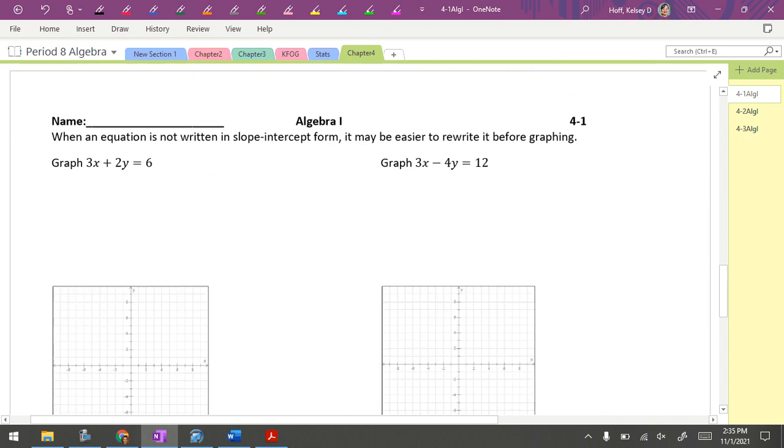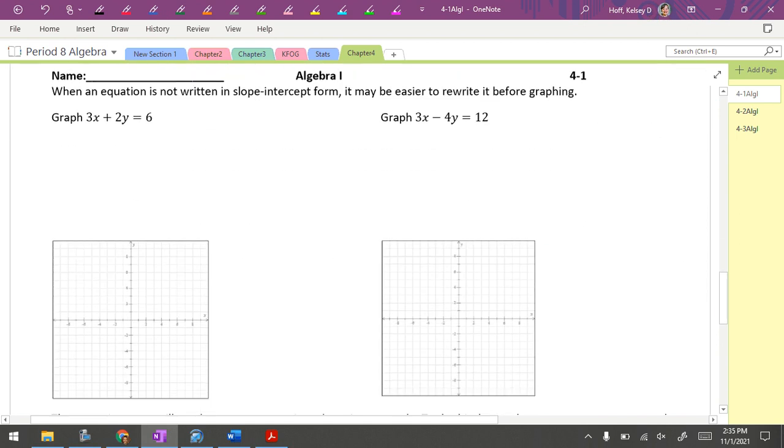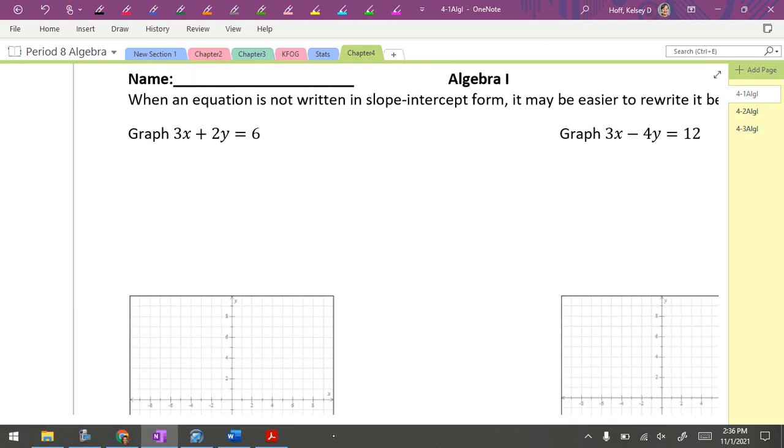Okay. Write an equation. Oh, no, not right. Maybe I should read properly. When an equation is not written in slope-intercept form, it may be easier to rewrite it before graphing. So here's that standard form that we talked about. Standard form does nothing for us. Whereas if I was in y equals mx plus b, I could say, here's your slope, here's your y-intercept. How do I know an equation's in slope-intercept form? Y equals. Y is by itself.